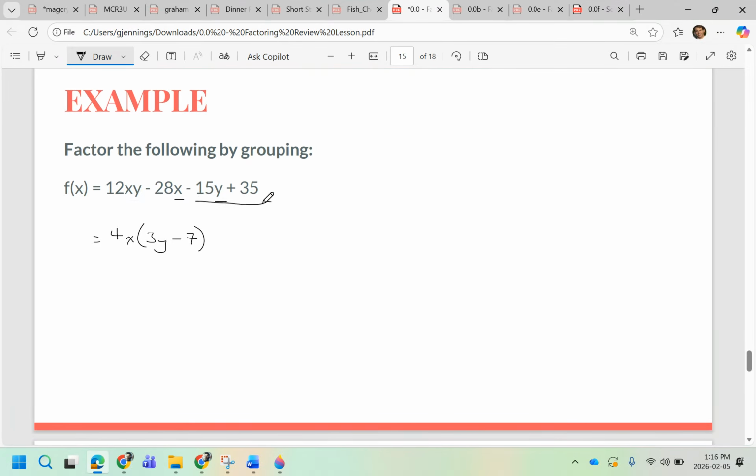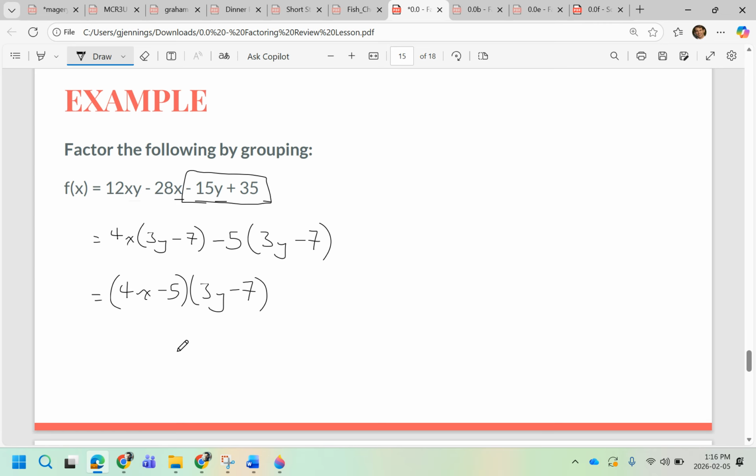And then over here, we go ahead and grab our greatest common factor, and that would just be minus 3. So, sorry, minus 5. So minus 5 comes out, and we have 3y minus 7 again. And there you go. There's your 3y minus 7 term. So this factors into 4x minus 5 times 3y minus 7. We're all done. Okay, that's fully factored. Expand it to test it and make sure that's true.